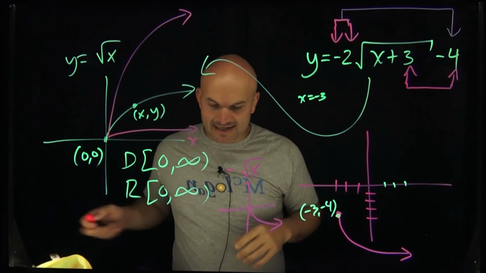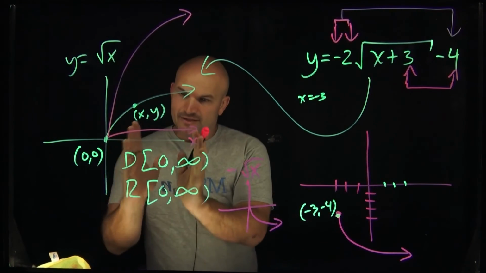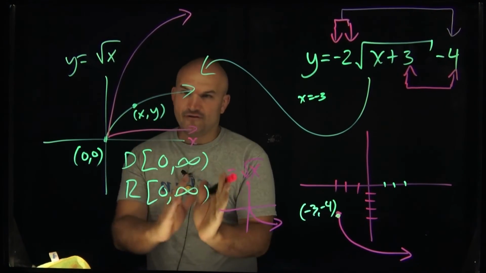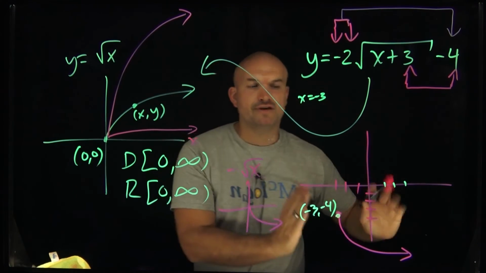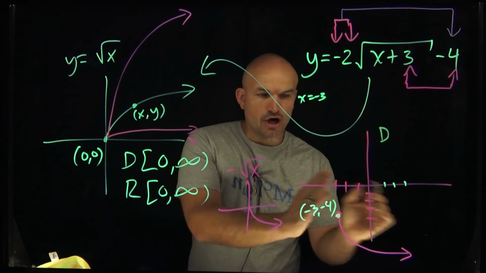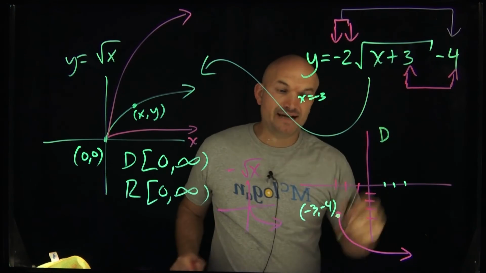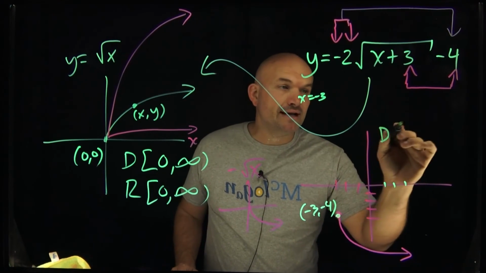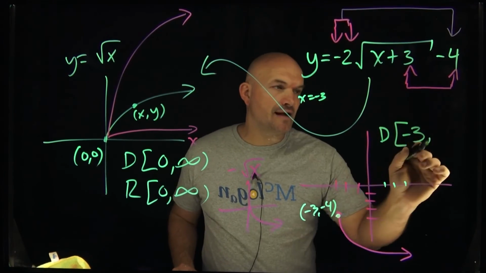So now let's identify the domain and range. Remember, guys, the domain is the set of all x values. That's basically how far to the left does the graph go, to how far to the right. You can see here that the domain goes all the way to negative 3 and then keeps on going to infinity. Negative 3 is included, so we're going to use a bracket, and that's going to go to infinity.